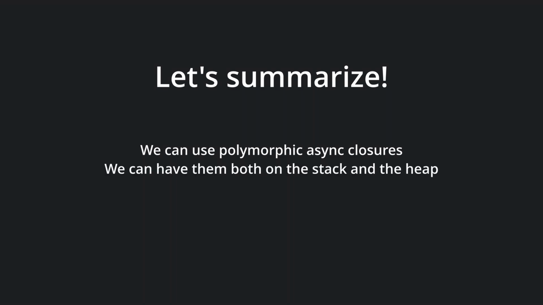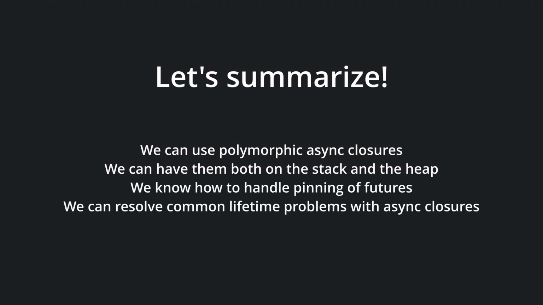Let's sum it up. Today, we explored how to use polymorphic async closures with trait objects in Rust. We learned how we can store them both on the stack and on the heap, and how to deal with the futures they produce. And we learned how to deal with common lifetime problems with these usage patterns.